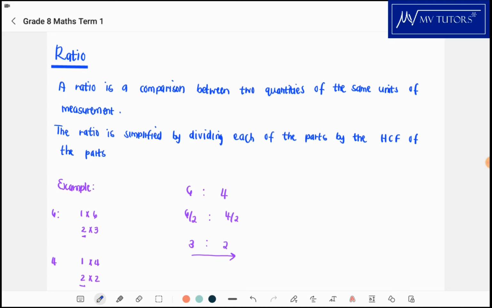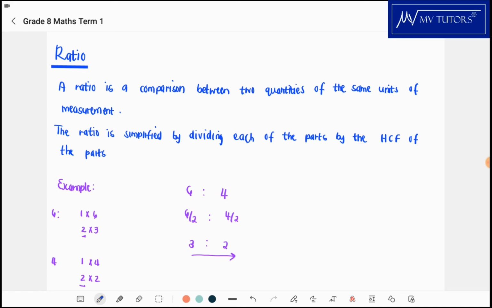And like you've seen here with the second sentence, a ratio is simplified by dividing each of the parts by the highest common factor. So you need to understand what the highest common factor is, and we have addressed it. If you don't know, please go to the video of the highest common factor. Okay, so for an example, let's say you have a ratio of 6 to 4. A ratio as well can be written as a fraction. 6 to 4 will just be 6 divided by 4. But yeah, that's how you connect the two.